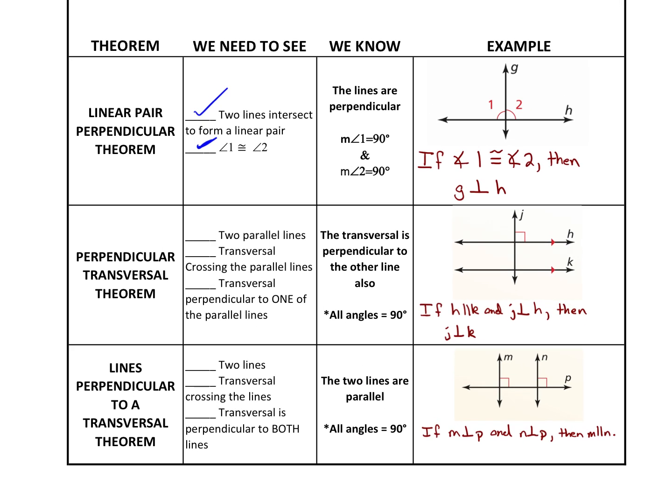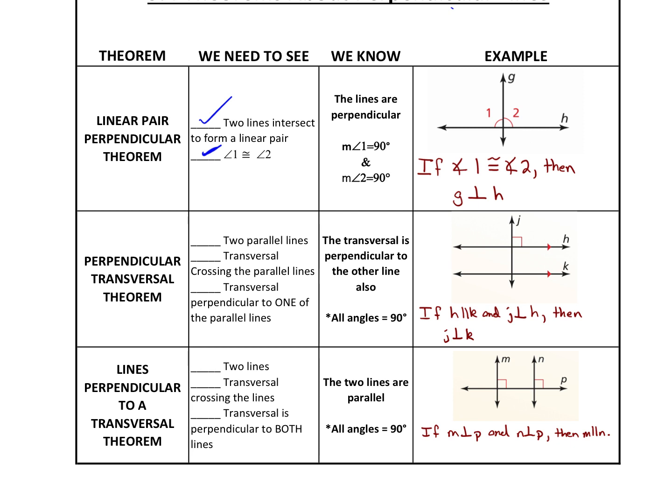Perpendicular transversal theorem. So this one says, do we have two parallel lines? When I look at that, does it have parallel lines? Yes. What proves that those lines are parallel? Okay, these little red arrows show me that they're parallel with each other. Okay, so check. Do we have a transversal crossing the parallel lines? Yes.